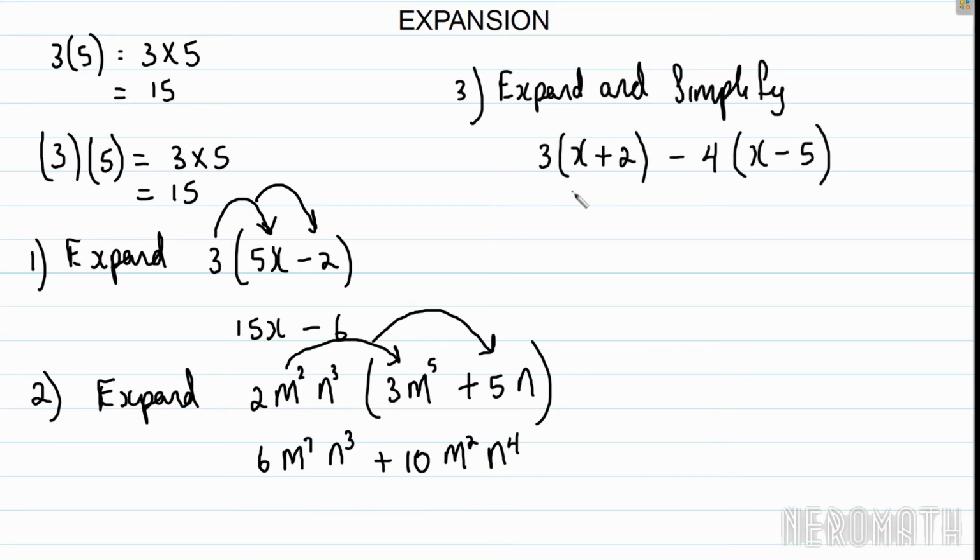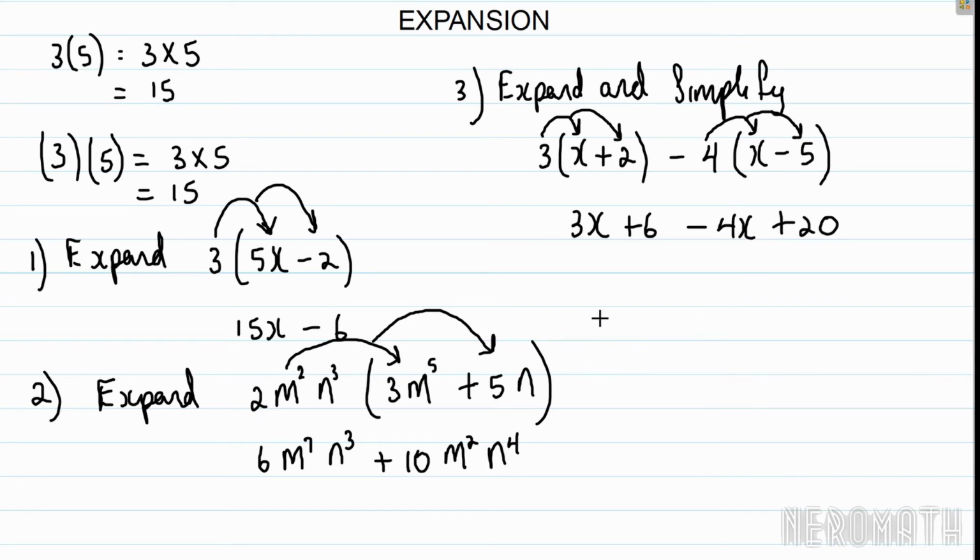In number 3, I'm asked to expand and simplify 3 multiplied by (x + 2) take away 4 multiplied by (x − 5). So what I'll do, I'll multiply 3 by the x and get 3x. Then I'll multiply 3 by positive 2 and get positive 6. Then I'll multiply negative 4 by x and get negative 4x. And I'll multiply negative 4 by negative 5 and get positive 20.